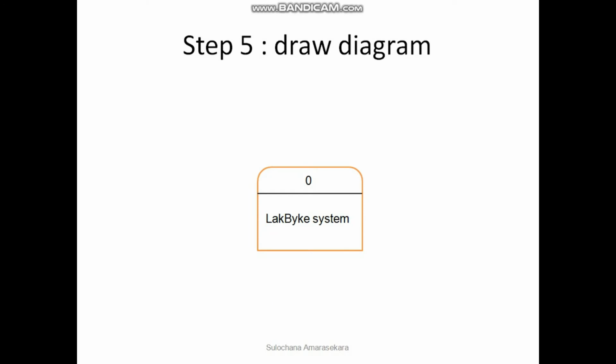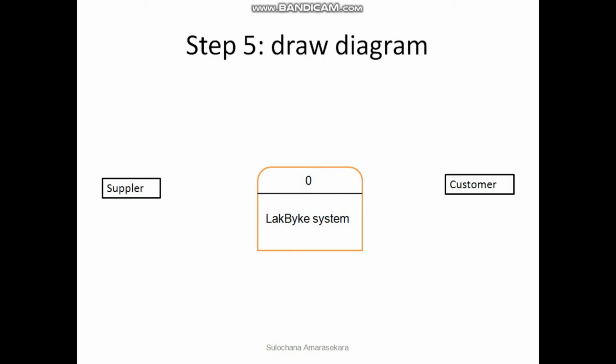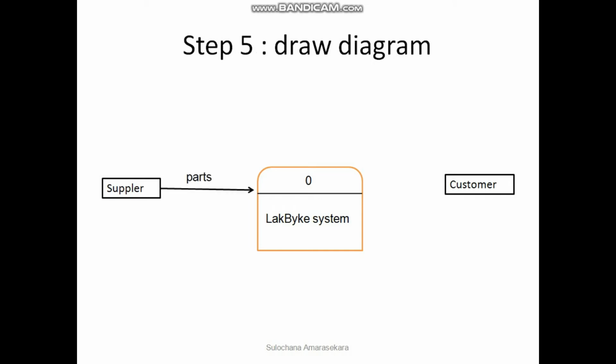In step 5 I am going to display all the information. First I am going to display processes. According to the context diagram, I have only one process. It is the system itself. Because of that I put leg bike system as the name and 0 as the number. Then I am going to put external entities. First supplier, second customer.